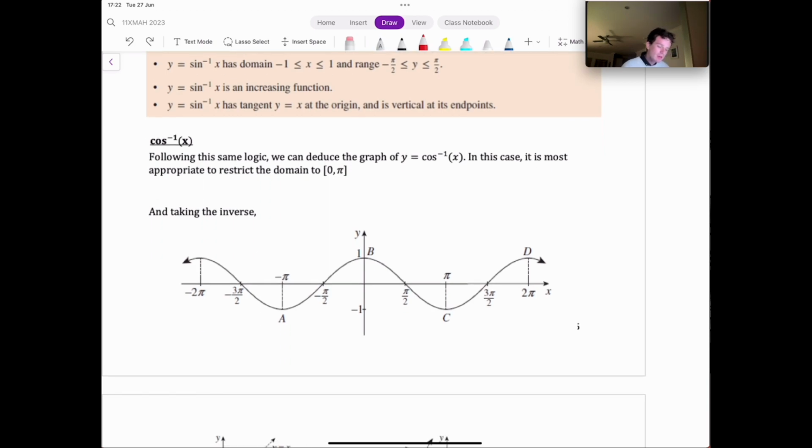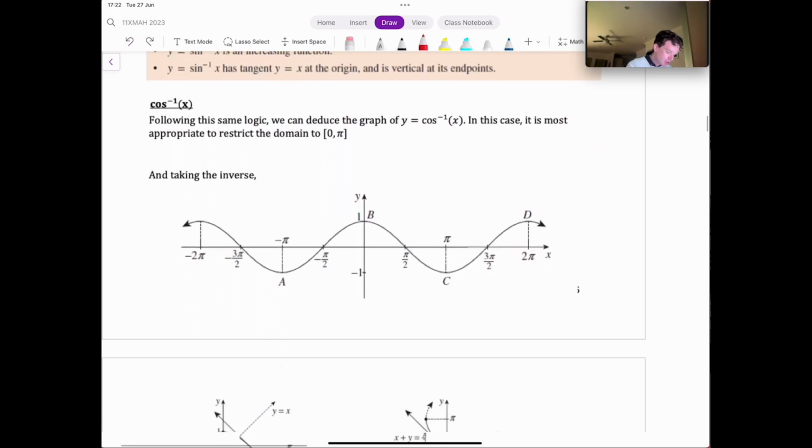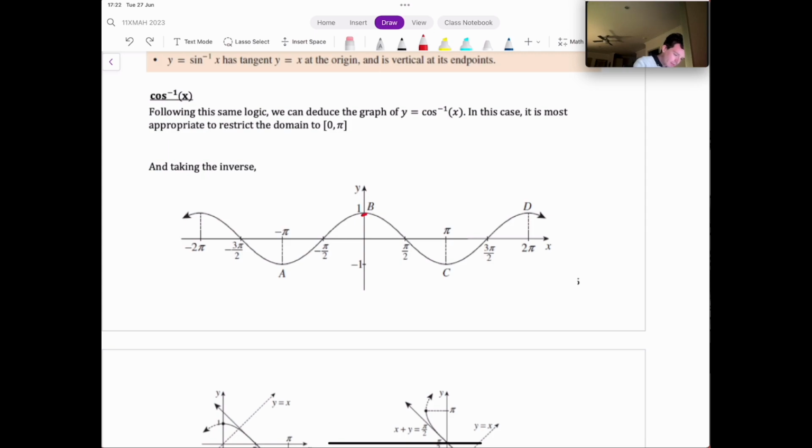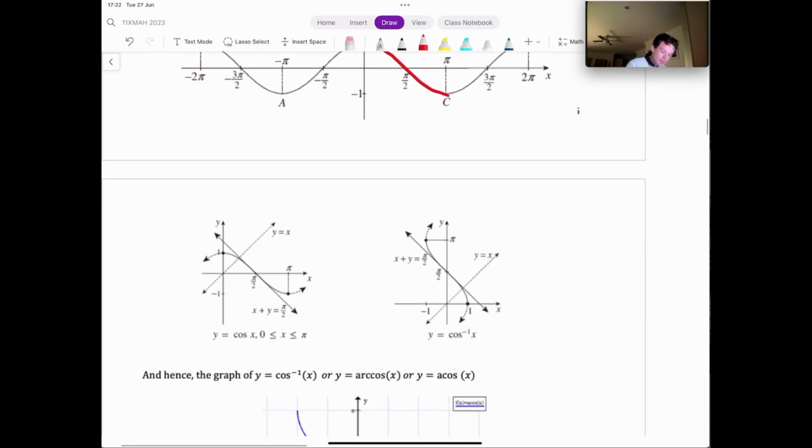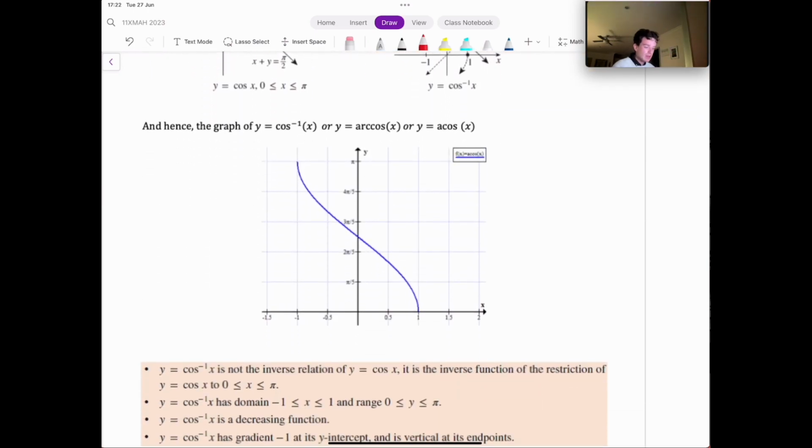Okay. Following a similar logic, we can construct the inverse of cos inverse of x. So for cos inverse of x, it's not really appropriate to restrict the domain from minus pi on 2 to pi on 2 because it doesn't pass the horizontal line test. So what we're actually going to do is restrict the domain from 0 to pi, which is here. Now, if an inverse is a reflection upon the x-axis, we yield that the graph of cos inverse of x is this. So its domain is from minus 1 to 1, the same as sine inverse of x, and its range is 0 to pi.